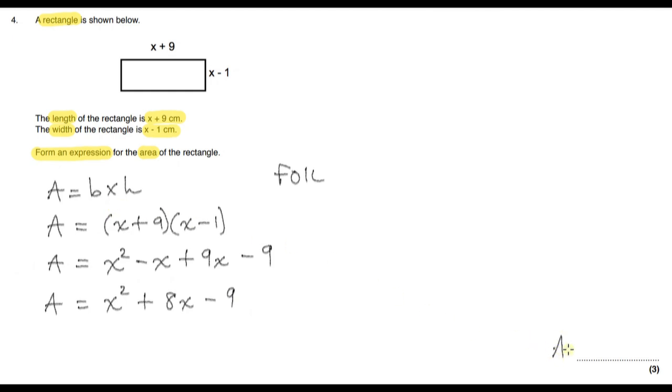So A equals x squared. Actually, I'm not going to write A because that's an equation. It's asking me to form an expression. This whole thing would be a formula, but it's asking for an expression. I don't know if you'd lose marks if you put A equals, but I'm going to play it safe and just write the expression. x squared plus 8x minus 9, and we are done.